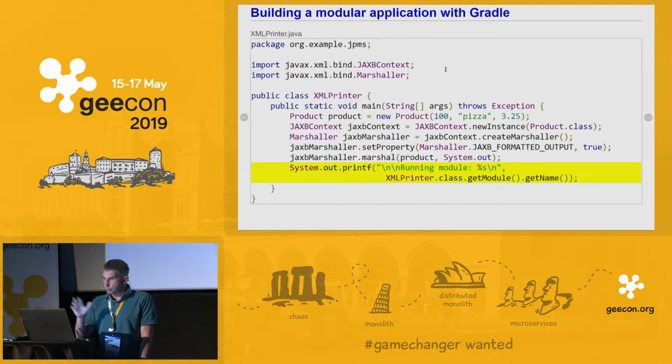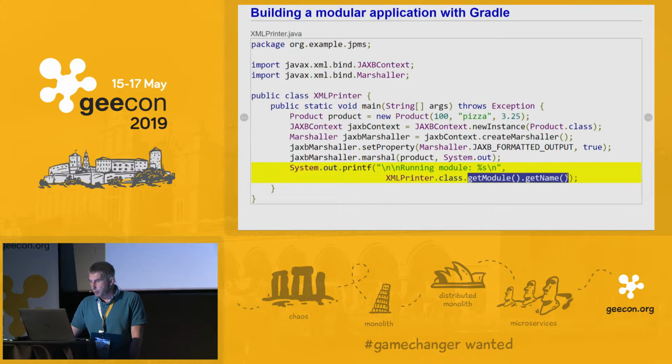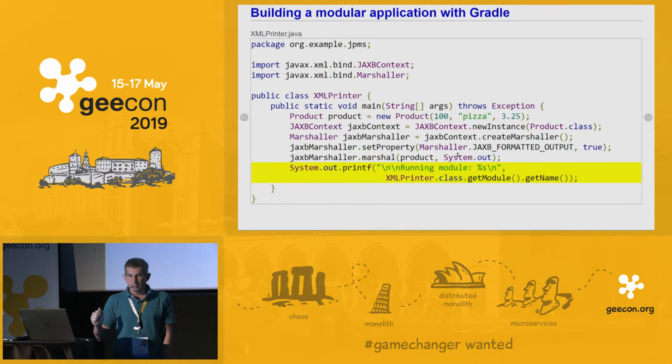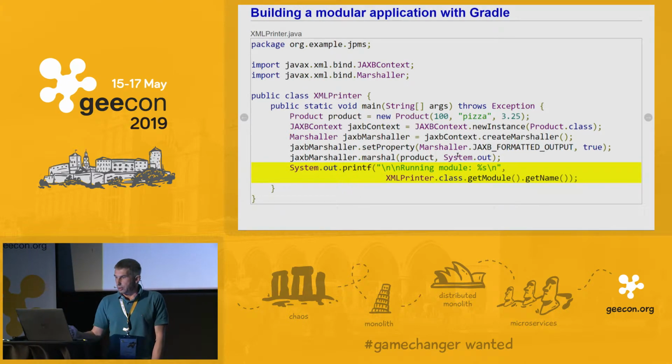Now, before trying to execute this modularized code, let's make a small addition to our code. I want to print the name of the module containing our XML printer class. Why do I want to do this? Because we saw that when we put modular code on the class path, it is treated as non-modular. It becomes part of the unnamed module.